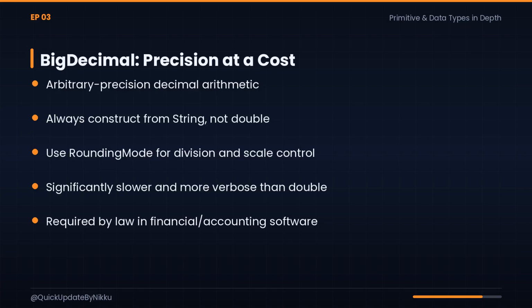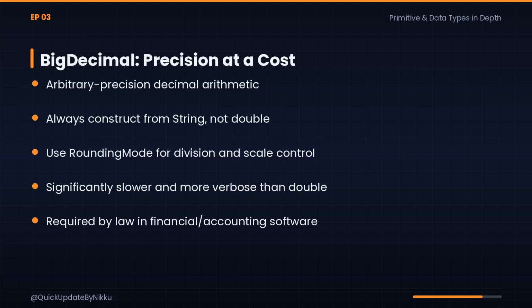BigDecimal gives you exact decimal arithmetic with configurable scale and rounding, which is why financial regulations effectively mandate it for currency calculations. The trade-offs are real. BigDecimal is roughly 10 to 20 times slower than double arithmetic, it allocates heap objects, and the API is verbose compared to simple operators. Reserve it for values where exactness is a correctness requirement.